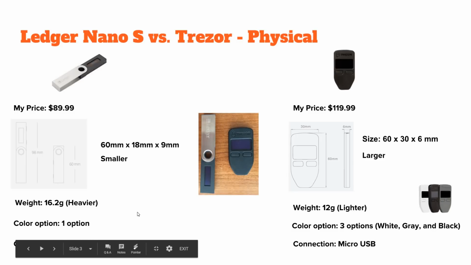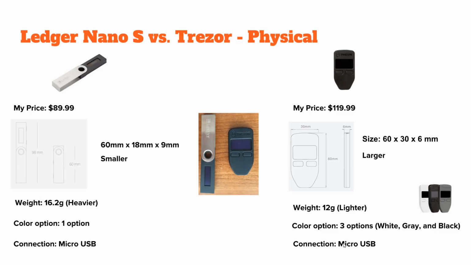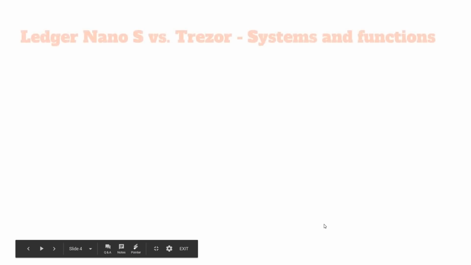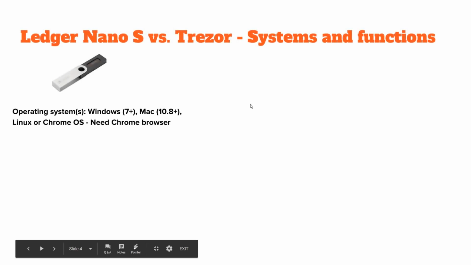Next is the connection. Both the Trezor and the Nano S use a micro USB connection, so both of them are actually using the exact same connection. Follow up with system and function.